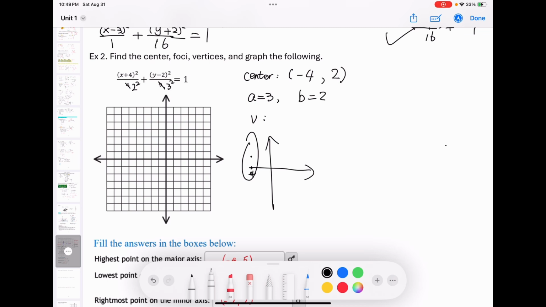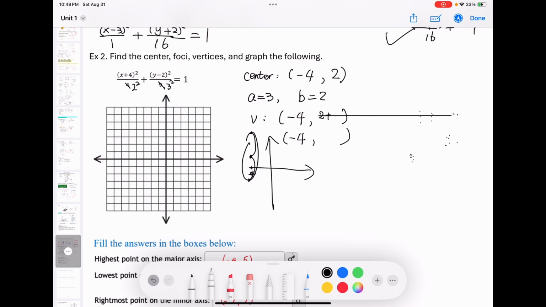Based on the center, we can go up a unit, go down a unit. The vertices have the same x value as my center. Let's copy the center, negative 4, comma something. We have two vertices: negative 4, comma something. What is my y value? Go up, so 2 plus 3.